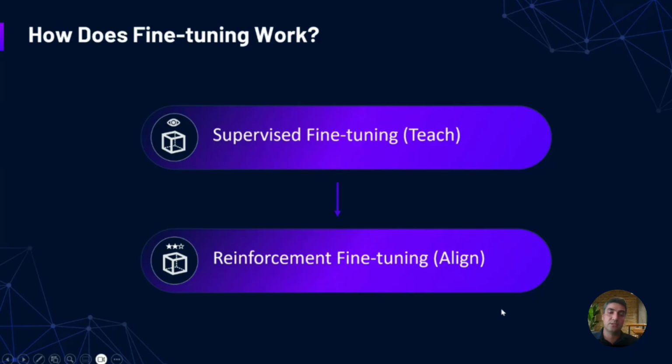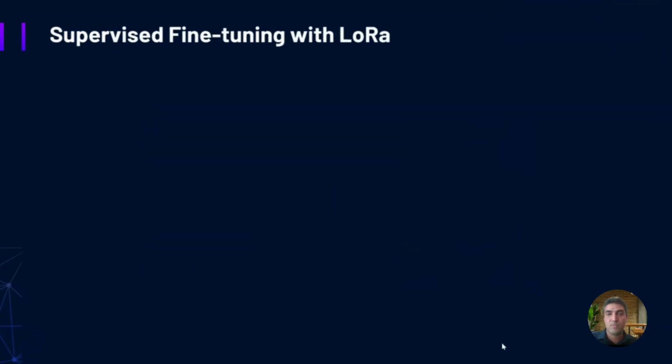Reinforcement fine-tuning is where you want to align the model on a human preference. Going back to the analogy, you want to teach the student a specific strategy for how to solve a math problem. So there's a preference. It's not that any strategy will work; you want the student to follow a specific strategy. You want to align it better. Typically we start with supervised fine-tuning, and then we go to reinforcement fine-tuning after that.